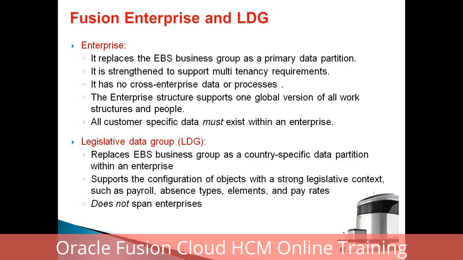So Fusion Enterprise replaces the e-business business group as a primary data partition. It is strengthened to support multi-tenancy requirements. That's why one enterprise, one customer, so that multiple customers can be on the same environment. No cross-enterprise data or process. Enterprise structure supports one global version of all work structures and people. And all customer-specific data must exist within an enterprise. These are some of the points to keep in mind with respect to the enterprise of the Fusion.